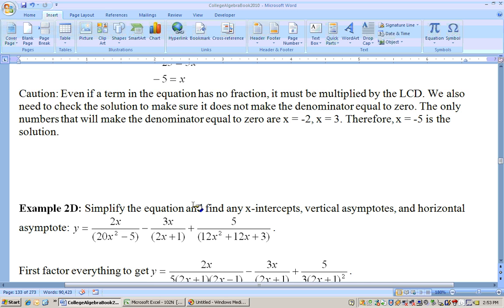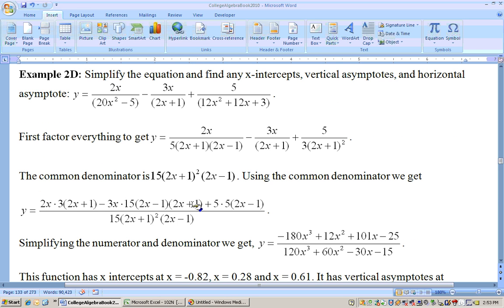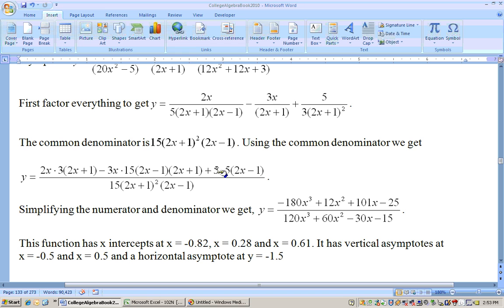Well, one last one here. Again, same type of thing, just a very messy equation. You'd have to simplify all these denominators, factor them, and get the common denominator, and this one's very messy. For the common denominator, we would need a 2x plus 1 squared because that's the highest power of 2x plus 1 in the denominator. We needed one of these 2x minus 1s, and the common denominator between 3 and 5 is 15. So that's the common denominator.